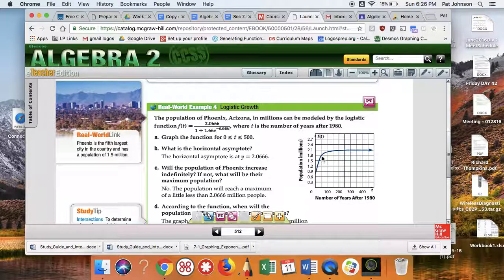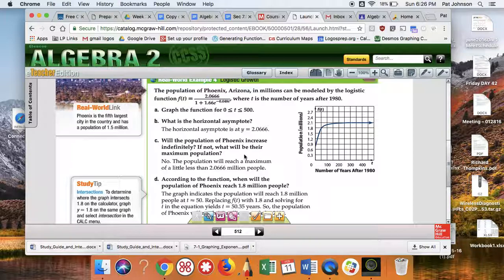What is a horizontal asymptote? You see it's an increase, so it's going to have a horizontal asymptote here. You haven't learned this, and you'll learn it next chapter. But for now, you can tell it's approaching 2.1, but that's not our asymptote. Our asymptote is y equals 2.0666. It's approaching, but it will never hit.